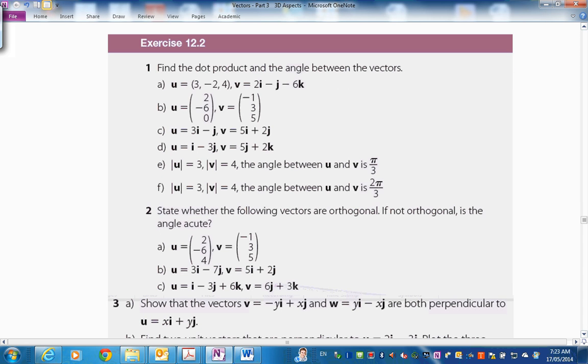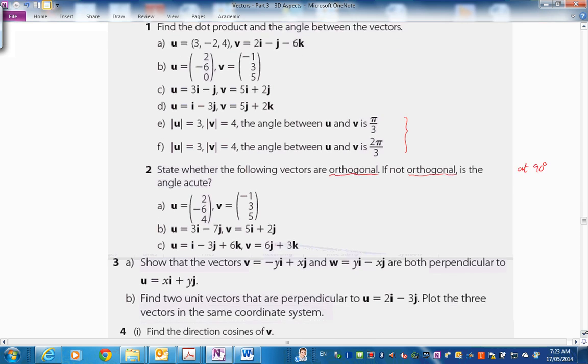Okay, 12.2, questions 1 and 2. I think that is fair enough. Have a look, there's some tricky ones here. I might have to think about that, but they are right on the course. Remember, orthogonal is not a word mentioned in the course. They will say at 90 degrees. So let's just interpret that there. Okay, let's go down, have a go, pause it, and let's go down to the others now.